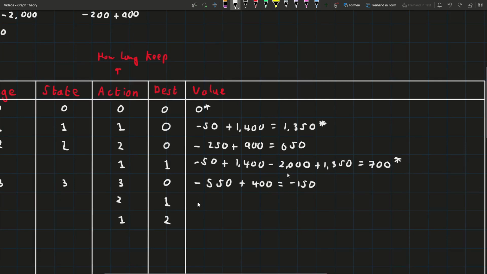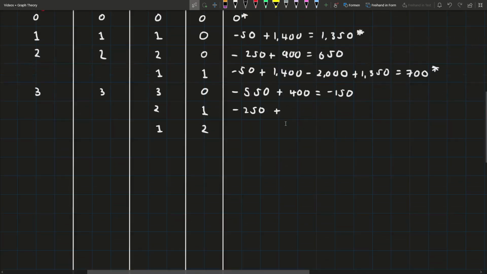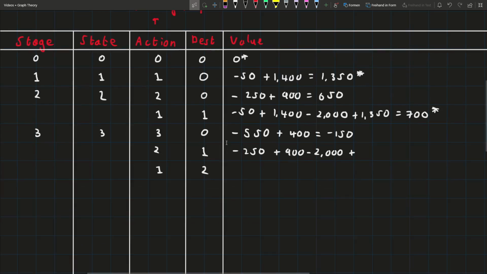If we keep it for 2 years, we'll have minus 250 as our cost, because the 50 in the first year and the 200 in the second. Then we're going to sell it as we did. So selling it after 2 years means it's worth 900. So we add 900. But then, because we're not done college yet, we minus 2,000 because we're buying a new laptop. And then if we have 1 year left, the best option when we have 1 year left is we get 1,350. So we add on the 1,350 to take into account what happens after the 1 year is left.